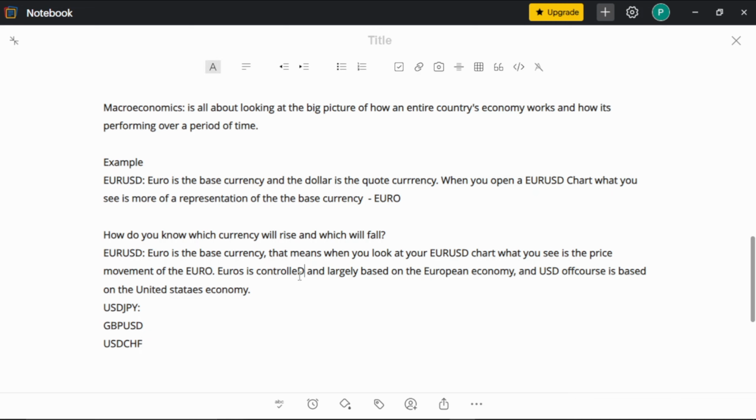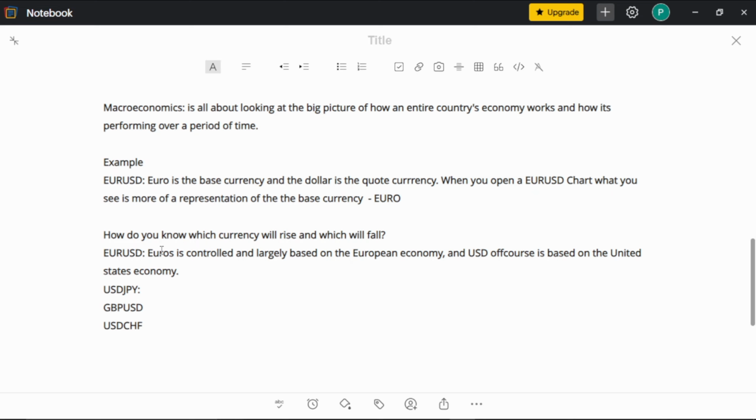The euro is largely controlled and largely based on the European economy, and the US dollar is largely based on the United States economy, right? So what do you expect? I think we've written this earlier. What do you expect is going to happen when the United States economy is strong and the euro is weak, or the European Union's economy is weak, or the countries that make up the European Union and use the euro are weak? You're obviously going to sell the euro.